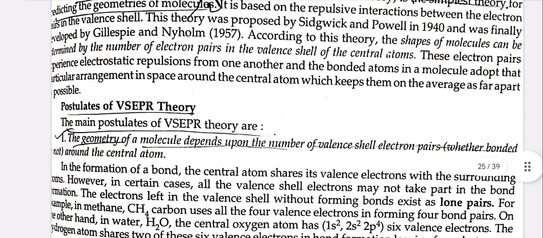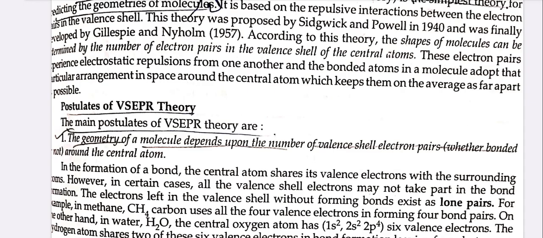Postulates of VSEPR theory. The main postulates of VSEPR theory are: first, the geometry of a molecule depends upon the number of valence shell electron pairs, whether bonded or not, around the central metal atom. In the formation of a bond, the central atom shares its valence electrons with the surrounding atoms. However, in certain cases, all the valence shell electrons may not take part in the bond formation. The electrons left in the valence shell without forming bonds exist as lone pairs.